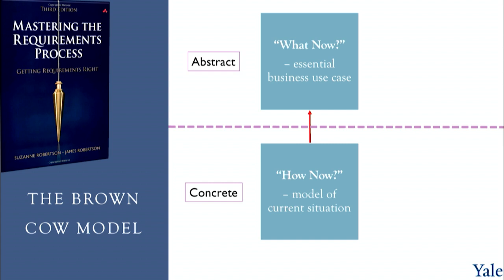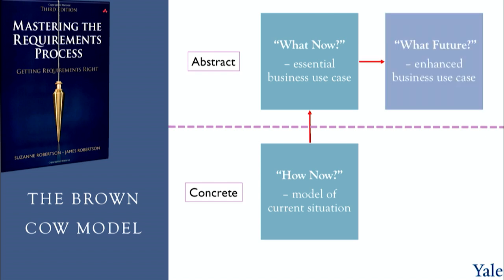So the process starts with how. I log in, and my user is using a lawnmower, but what are they trying to do? They're trying to keep their grass short. And then we often, and this is the brown cow model, ask the next question, what future? What is the enhanced business? What else would my user like to be able to do? Not only what they're doing now, maybe that's enough, can I get them to do what they're doing now better, but they will often have additional wishes.